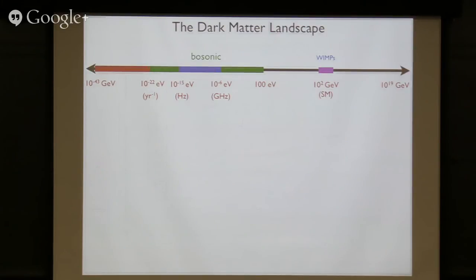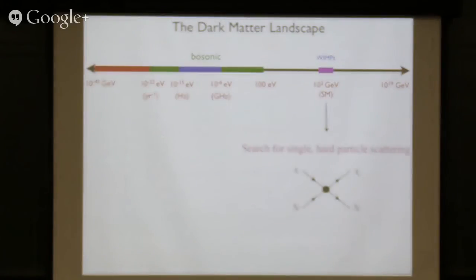Let me leave you with the final slide here. I've got this large dark matter landscape, this huge list of masses. The WIMPs are here, and all these bosons live somewhere here. Now, the point is, if you thought the dark matter was a WIMP, the right way to search for it is exactly what people are doing right now, which is to look for hard particle scattering. That's because the dark matter would be a heavy rock wandering around the universe. The best way to see a rock is to wait for it to hit you, and then it makes a noise and you see it. This is how the WIMP experiments are basically working. However, the dark matter is very light.